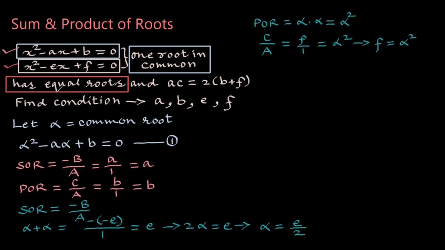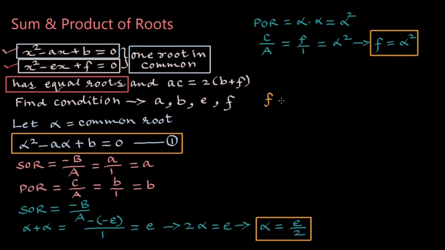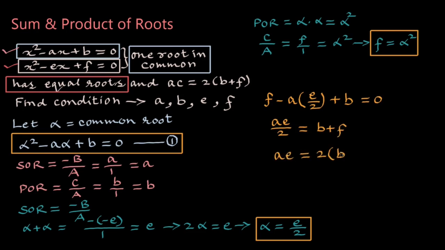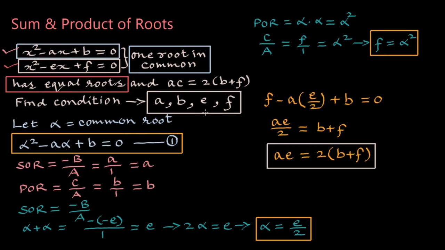Now we will use alpha equals e/2 and alpha squared equals f in equation 1 to get f − a times e/2 + b = 0. So ae/2 equals b + f, that is ae equals 2(b + f), and this is the required condition in terms of a, b, e and f.